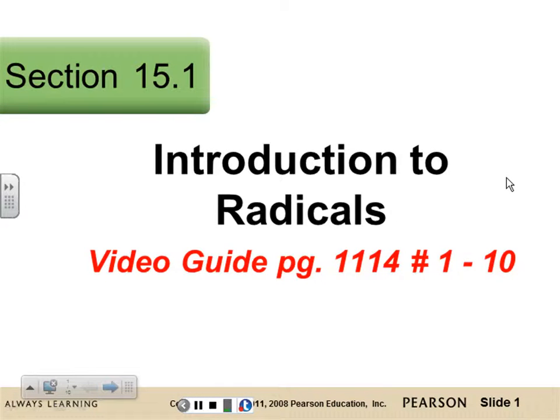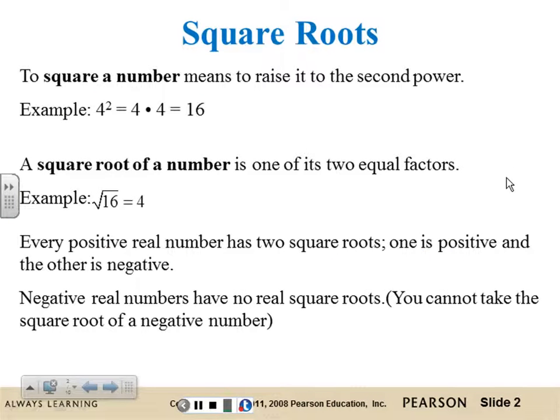Introduction to radicals. So the first thing we're going to talk about is square roots. To square a number means to raise it to the second power. So for example, if we have 4 squared, that means if we write it out, 4 times 4 is equal to 16. We learned this in earlier chapters, but now a square root of a number is one of its 2 equal factors. So for example, the square root of 16 is 4.